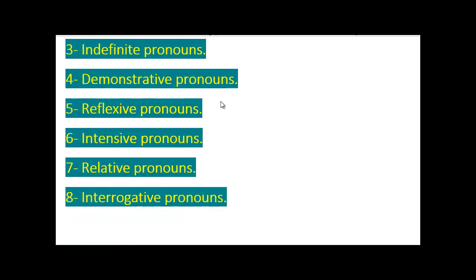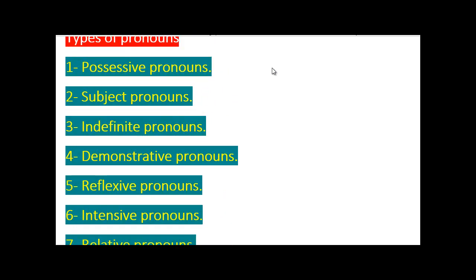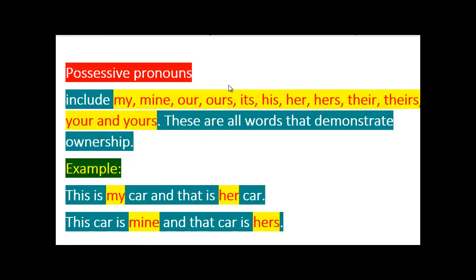So here we start with the possessive pronouns. Possessive pronouns are something you possess. It's yours, it's mine, it's his or hers. They're all just ownership. For example, this is my car, and that is her car, if we're talking about a subject. Or this car is mine, and that car is hers. These are a possessive adjective and a possessive pronoun.